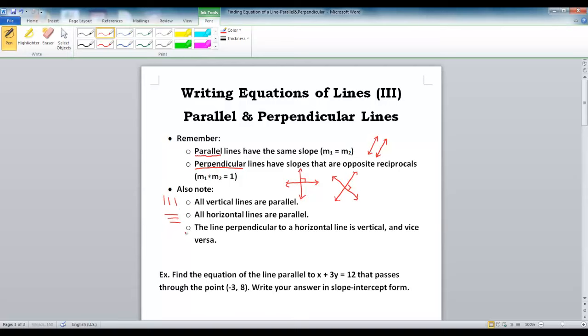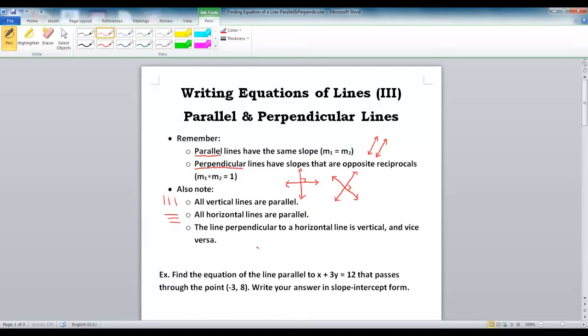And the last note is that the line perpendicular to a horizontal line is going to be a vertical line, and vice versa. So just like in this picture, if I have a horizontal line, then the line perpendicular to that has to be a vertical line, and vice versa. Okay?